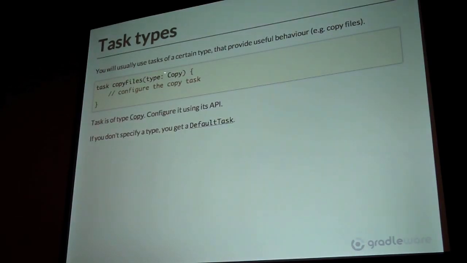And so you say task copyFiles, type Copy, open curly, and in here again you configure it. For a copy task, there are two important pieces of information it needs: one or more sources of the copy operation, and the target directory. That's the minimum information it needs, and that's what you can tell it inside the code block. Copy from this directory to that directory, for example, or copy this file to here. You tell it in that block.